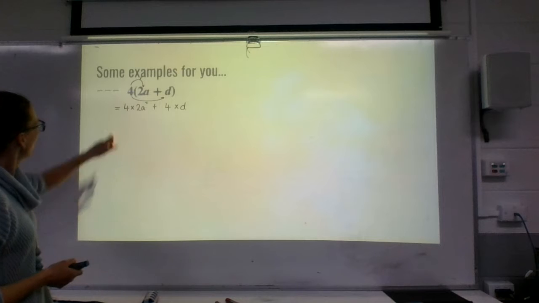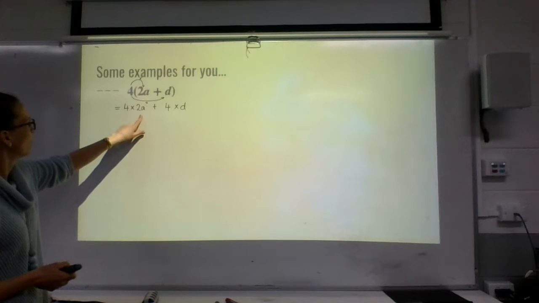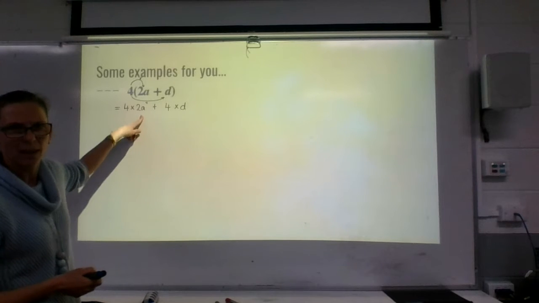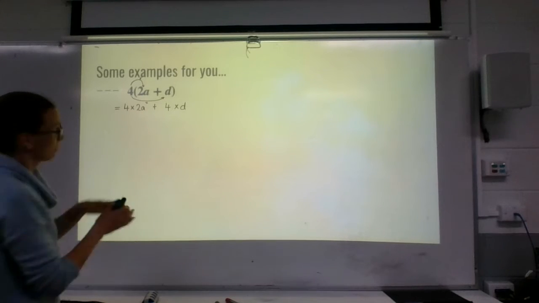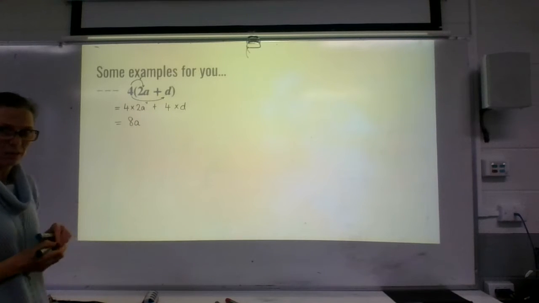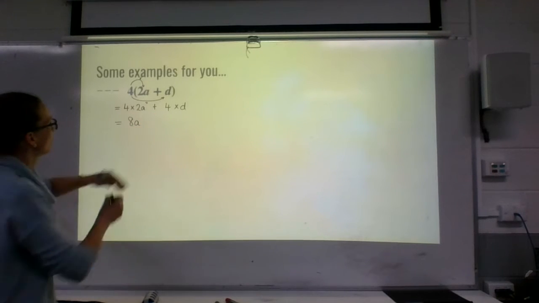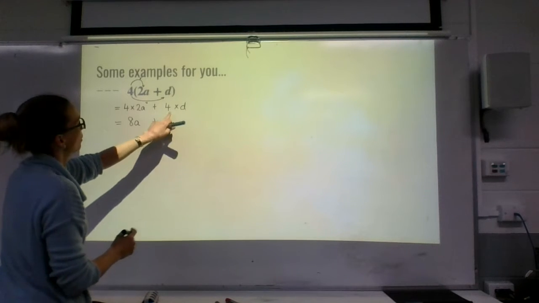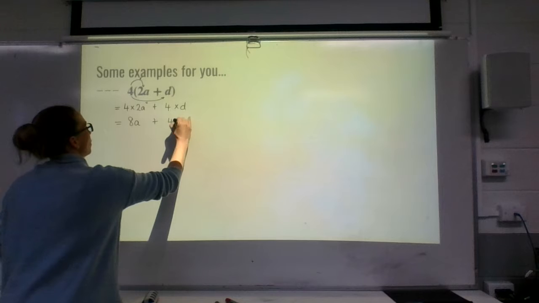Now, 4 times 2A. Well, I can multiply numbers together easily enough. 4 times 2 is 8, so 8A. And then I'm going to add. I'm going to simplify this using my algebra rules. 4 times D is 4D.